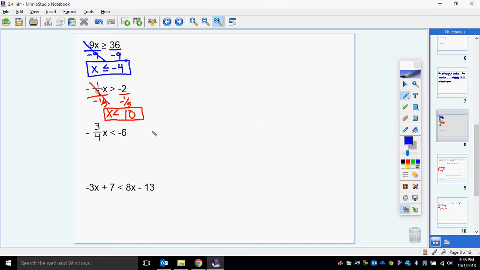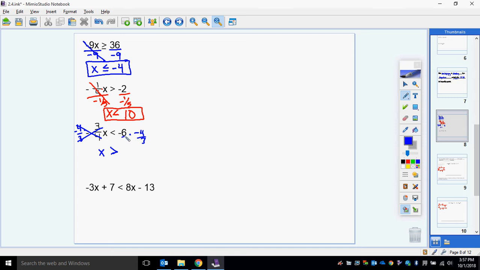Same thing down here. You can either divide by -3/4 or multiply by the reciprocal. Like up here, I could have multiplied by -5 on both sides and I still would have gotten the same answer. So I showed you an example where you divided by the fraction. This time I'm going to show you an example where you multiply by the reciprocal. So I'm going to multiply by -4/3 on both sides in order for this to cancel. Because I'm multiplying by a negative on both sides, I need to flip my inequality symbol.